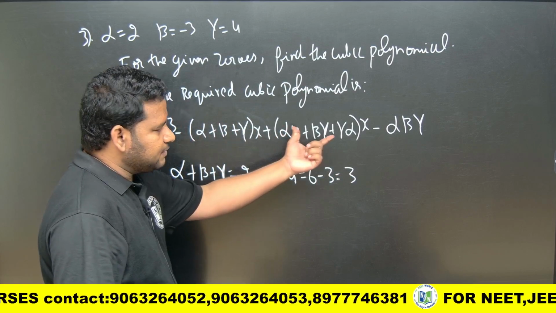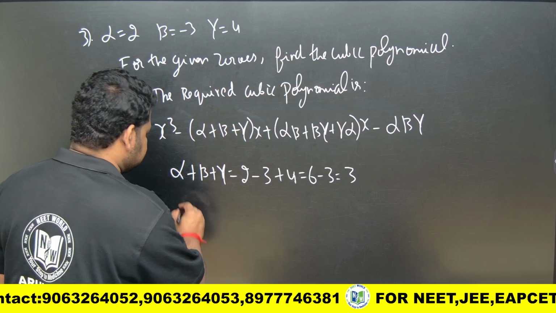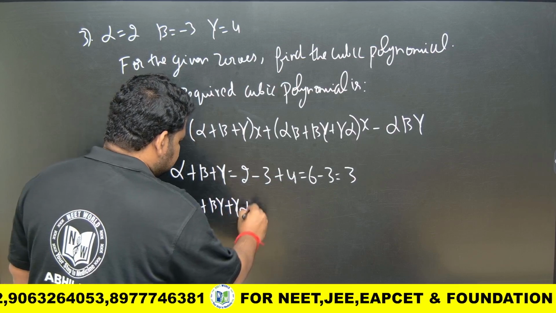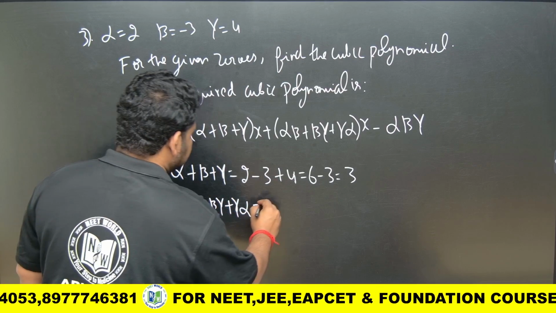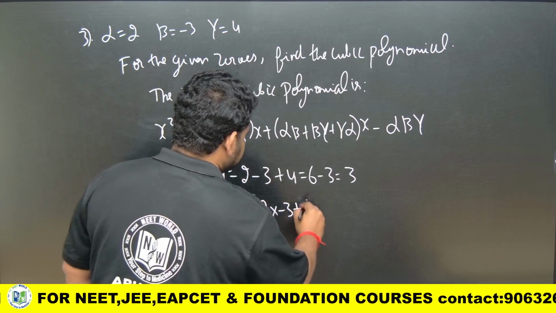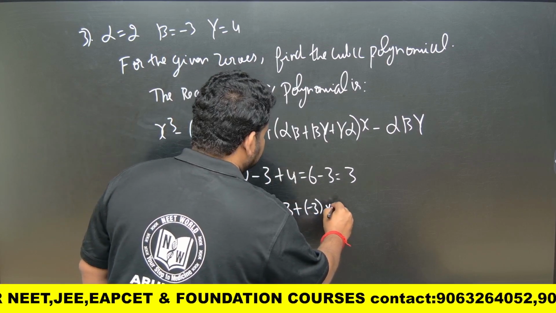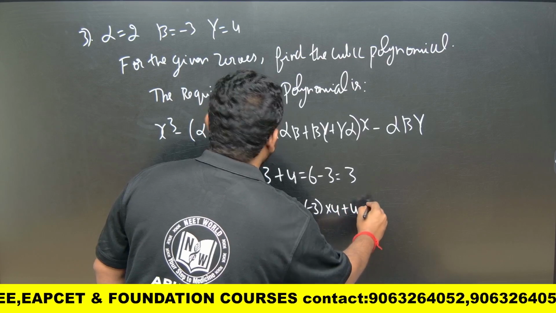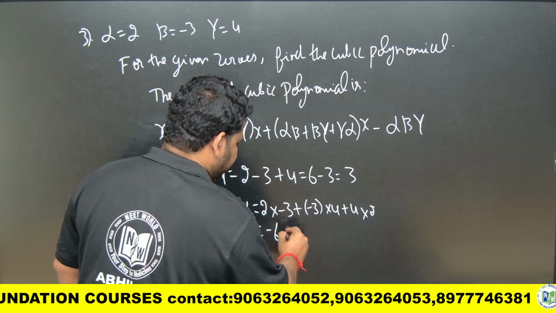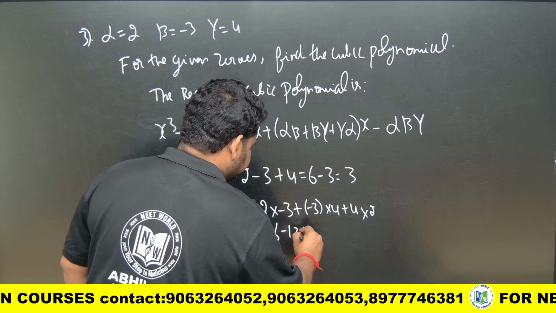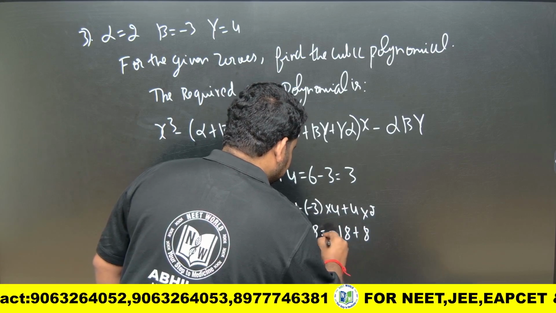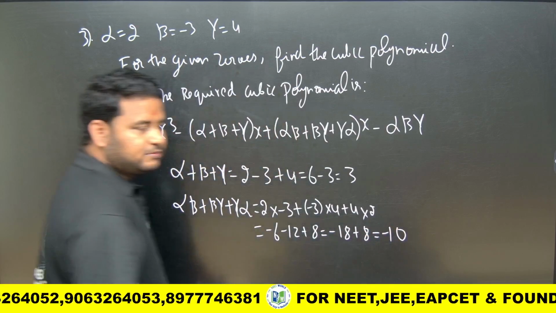Now, the product of the zeros taken 2 at a time, that is what? Alpha beta plus beta gamma plus gamma alpha. So, this is what, friends? Alpha into beta is 2 into minus 3, plus minus 3 into 4, plus 4 into 2. So, 2 into minus 3 is minus 6, plus minus 3 into 4 is minus 12, plus 4 into 2 is 8. So, we get minus 18 plus 8, which will be equal to minus 10.